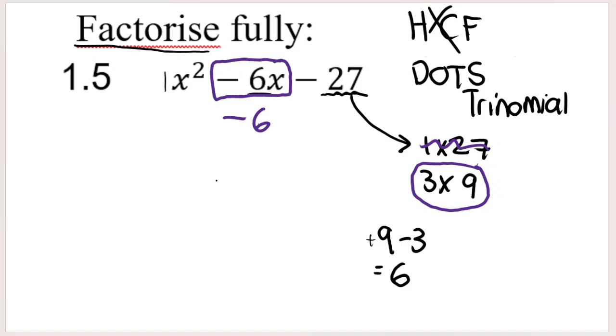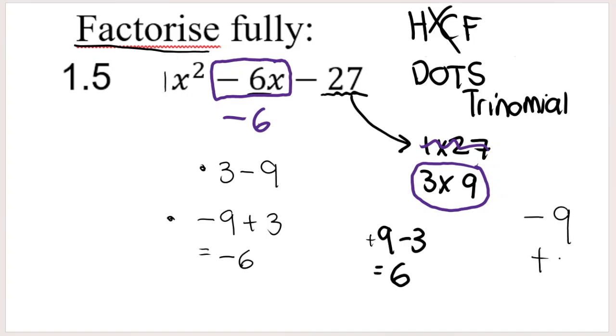If you say, okay, ma'am, what about, let's try 3 minus 9. What about that? Does that work? +3 minus 9, or you could say -9 plus 3. This and this means the same thing. -9 plus 3 is -6. So that is what I'm working with. I'm working with a -9 and a +3.